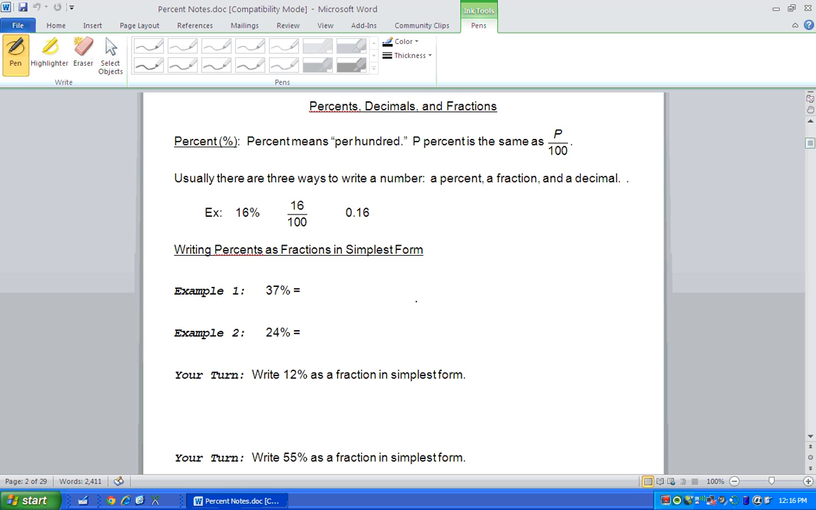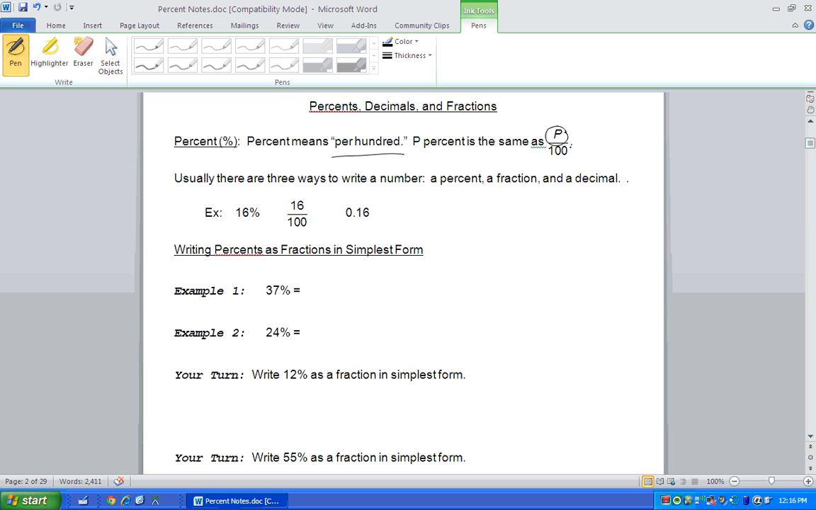Our next module is on percents, and in this first lesson, the purpose is for students to convert between fractions, decimals, and percents. But before we do that, we first have to define what a percent is. Percent means per hundred. So if we were to write that as a fraction, the numerator would represent the percent because it is out of 100.